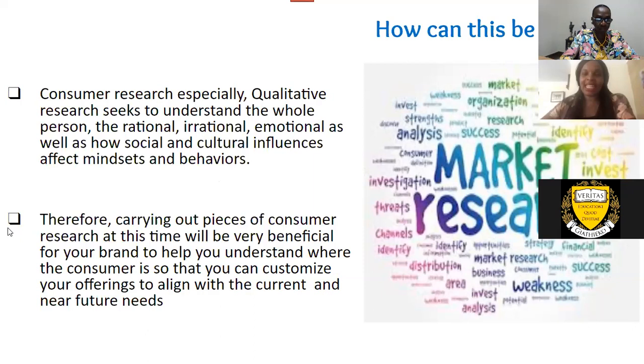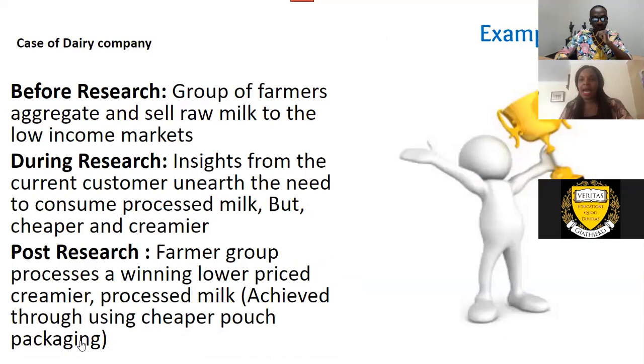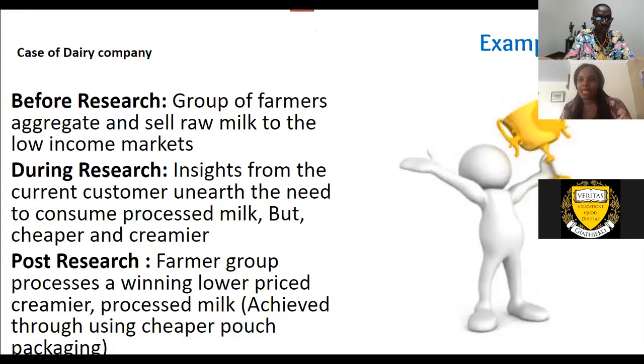So we wanted to use this as an example to show you the impact of market research and how it can change a whole brand. This was just a group of farmers who used to aggregate milk and hawk it. They would sell it unprocessed, especially in the low income segments, because they thought those people are happy to just drink unprocessed milk since it's cheaper and they would afford it.